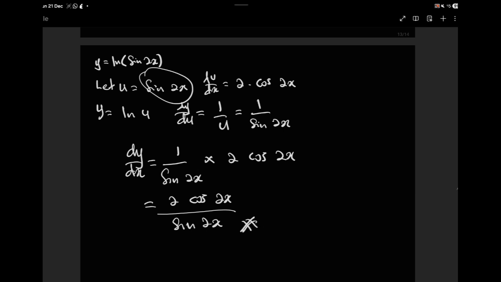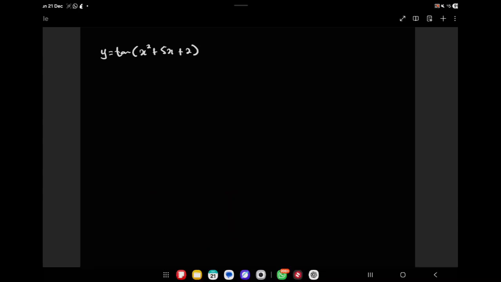Even if you see in your books, they change this part into another triangle function because of its properties, but it is actually not crucial, not necessary for now. So you can just leave it like this. This kind of answer is also acceptable. So let's look at the next one.